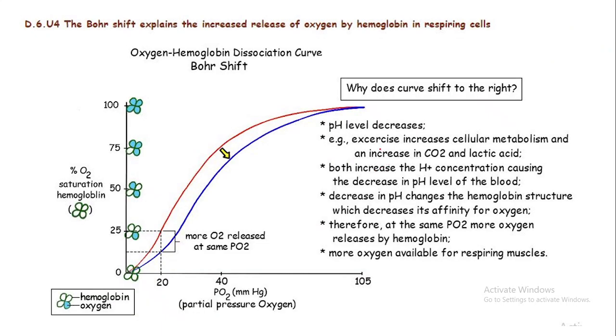Now there is this concept called Bohr's shift, which explains the increased release of oxygen by hemoglobin in respiring cells. Let's see what it is. The oxygen-hemoglobin dissociation curve, Bohr's shift. Here again the same graph, partial pressure of oxygen against percentage of saturation. So why does the curve shift to the right?